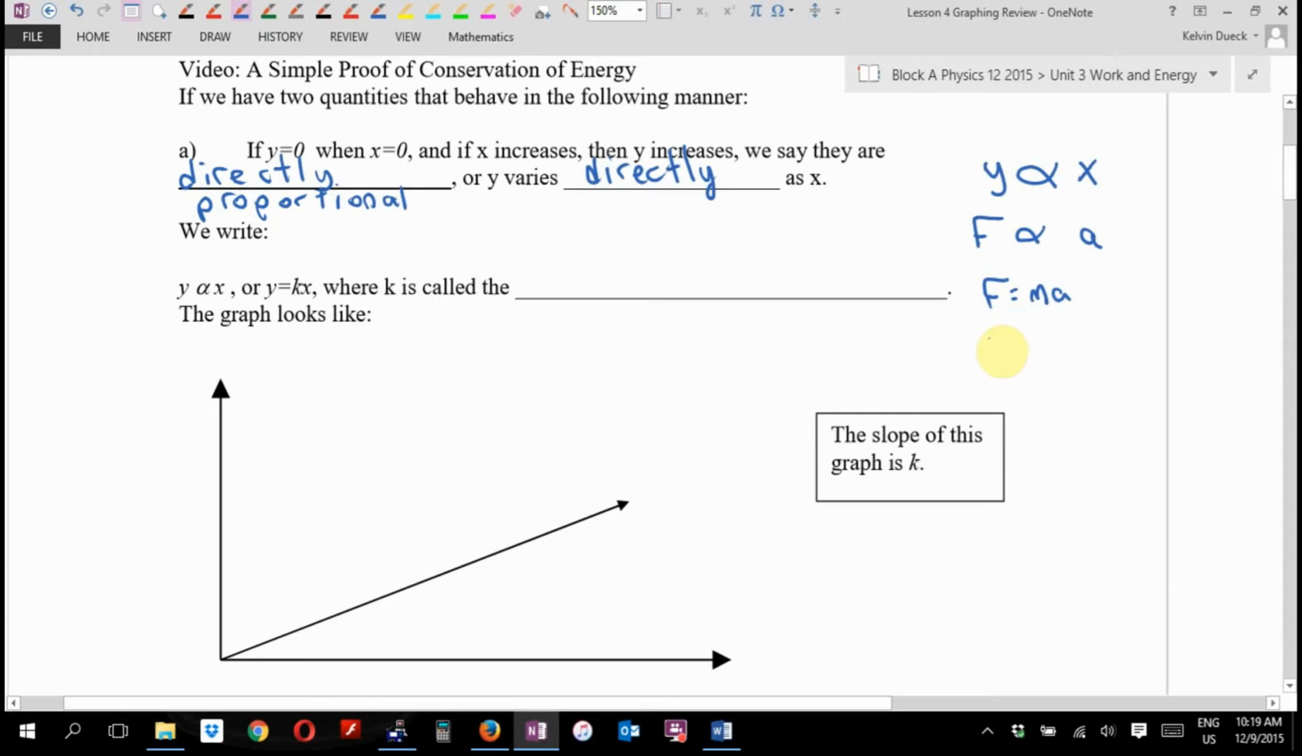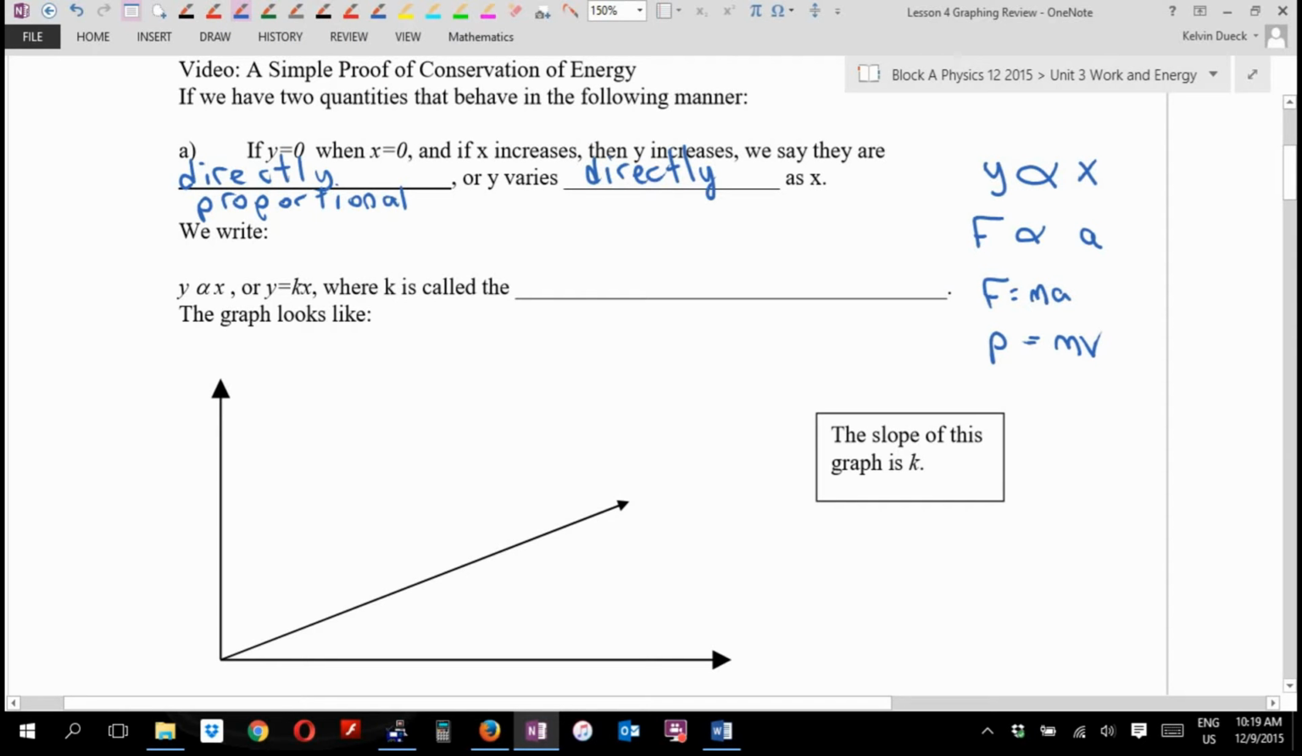Let's see, let's do another one. Momentum, you might recall from last year, is proportional to the mass of an object. If I want to make that an equation, who remembers what was momentum? Momentum was what times what? Mass times velocity. Thank you, Colin. If I wanted to make it an equation, I need a proportional constant there.